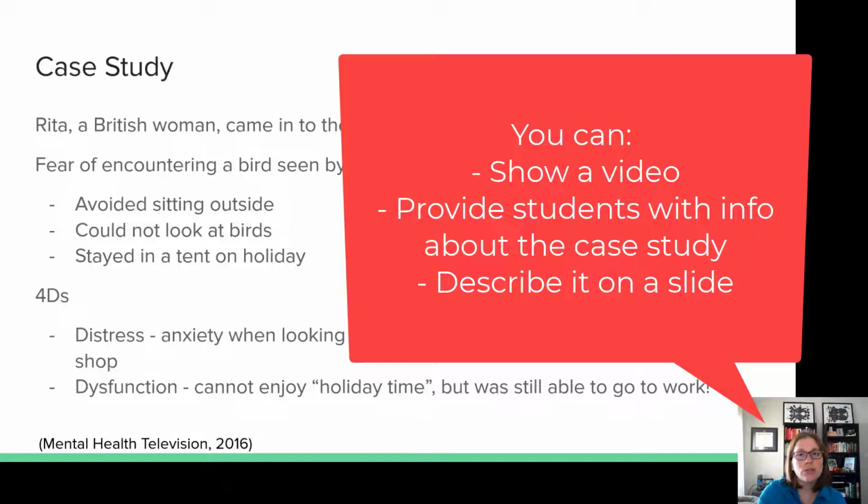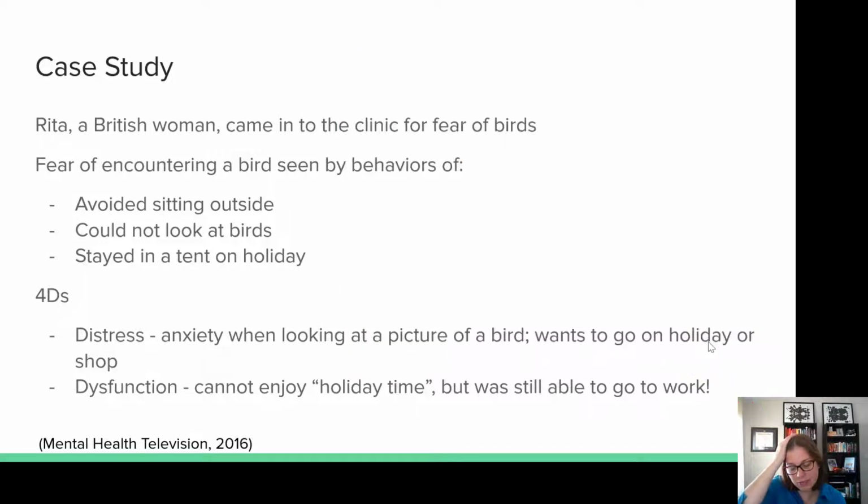So if you have a 2 to 3 minute video, you can definitely show that. Maybe 5 minutes is the max. That can make it a lot easier to understand how this case study reflects what you're going to be talking about, which is the disorder.